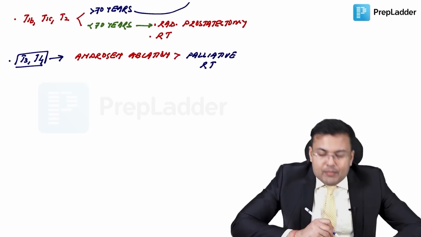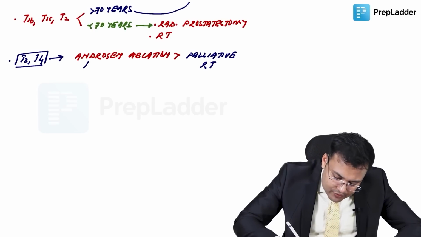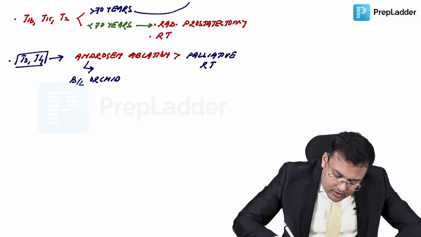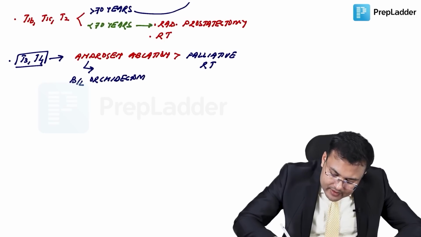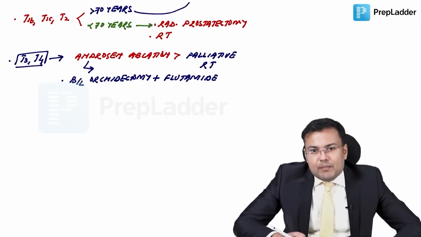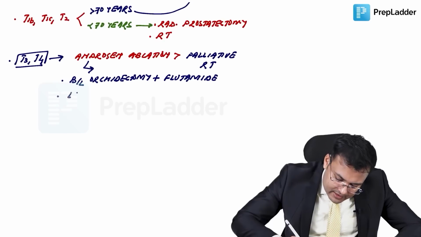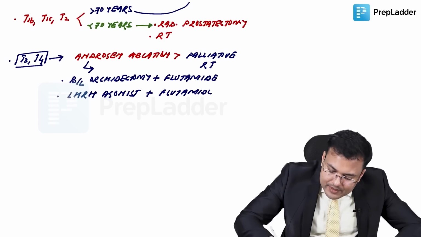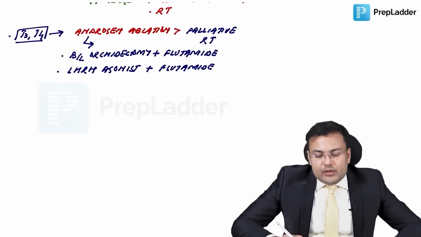It is preferred over palliative radiotherapy. How do we go for androgen ablation? Bilateral orchidectomy plus flutamide. And if the patient doesn't give consent for orchidectomy, what is the other alternative? We can go for medical orchidectomy with the help of an LH-RH agonist and flutamide. This is the famous question of AIIMS, which LH-RH agonists are used.